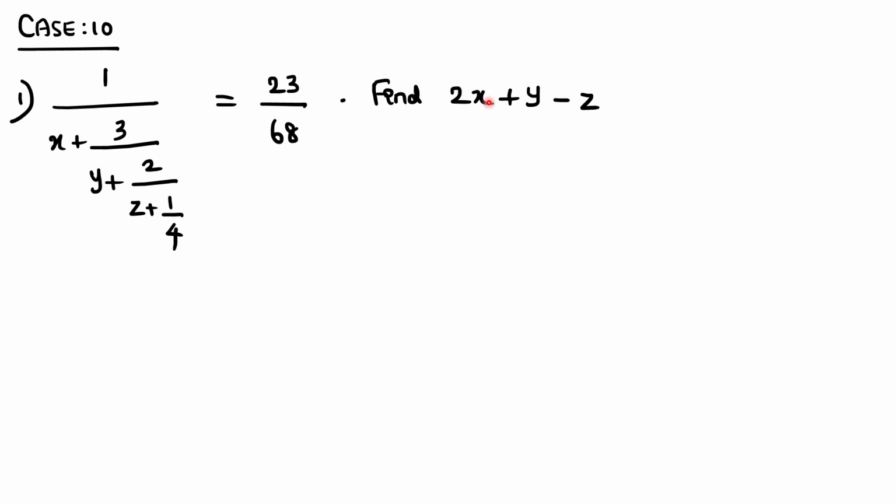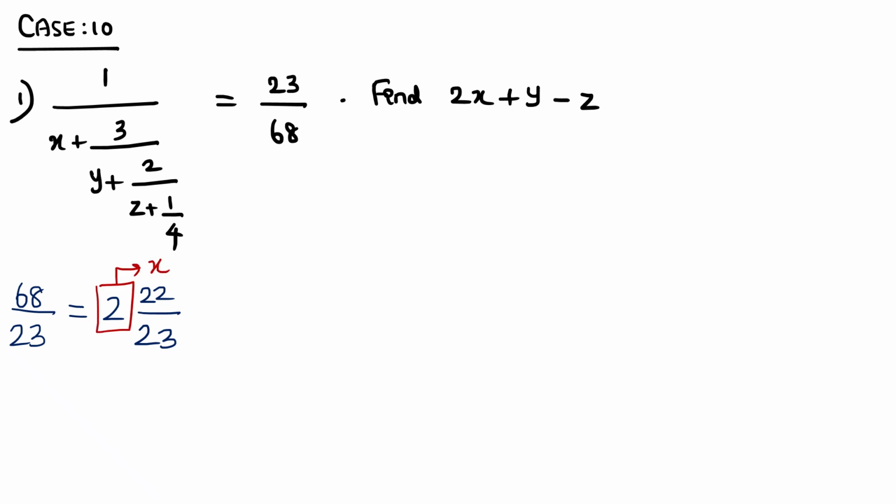So you're going to find the value of x, y and z, and you're going to substitute to find the value of 2x plus y minus z. As usual, you will take this 23 by 68 and take the reciprocal. After reciprocaling, 68 by 23, you have to write it as a mixed number. This is a mixed fraction, that is 2 2 by 23. Then this value will be your x value.